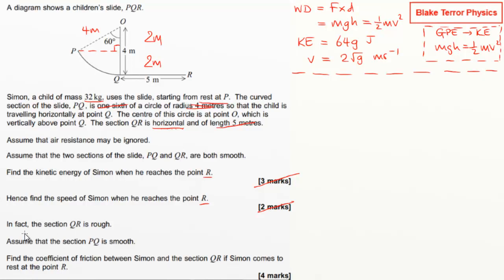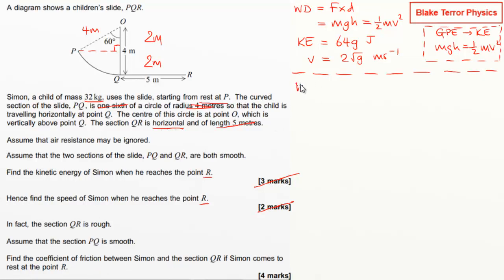Now in the last part of the question, they're saying that QR is rough. The first part remains smooth, so our calculations for what's going on at Q haven't changed. We're still going to have that kinetic energy and that velocity at Q. So that's fine. Find the coefficient of friction if Simon comes to rest at point R.